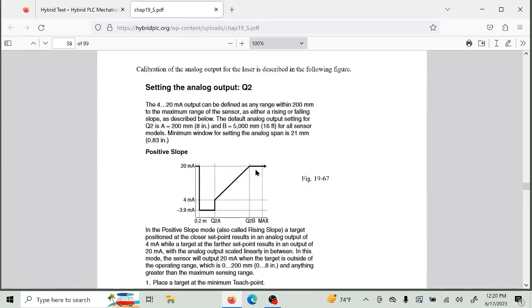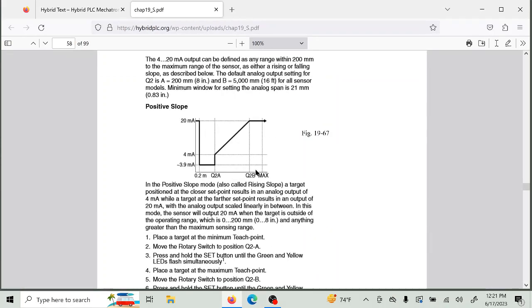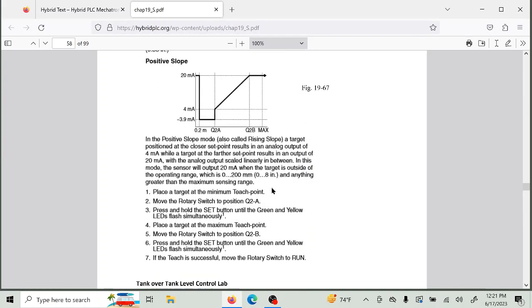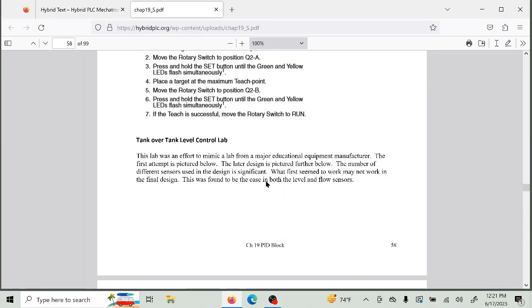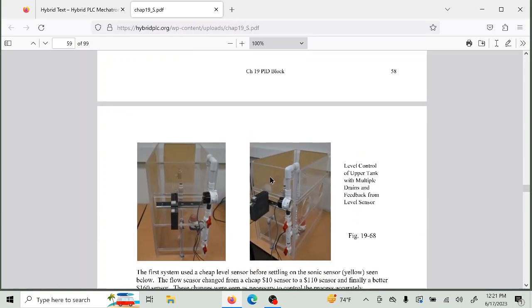So here's the laser, and it has an output set point for its distance. One of the nicest things about these is that these lasers are very accurate and very high speed, so they can control that level very well. Another one is a tank over tank, and this is a picture of that tank over tank, where we are trying to control the level in the upper tank.